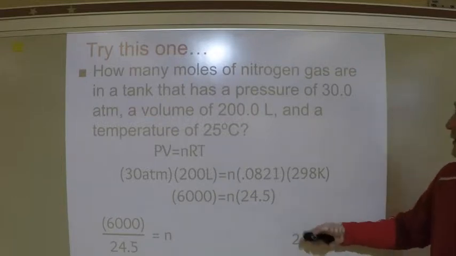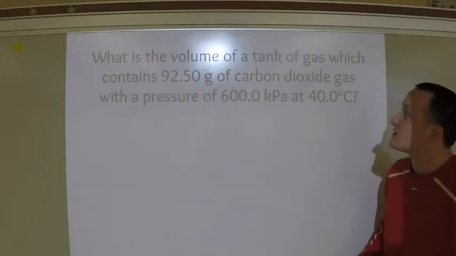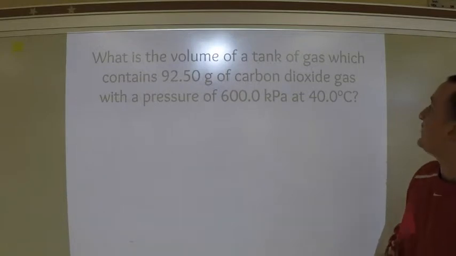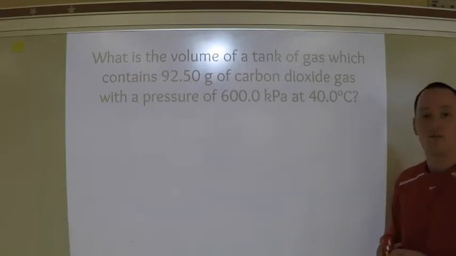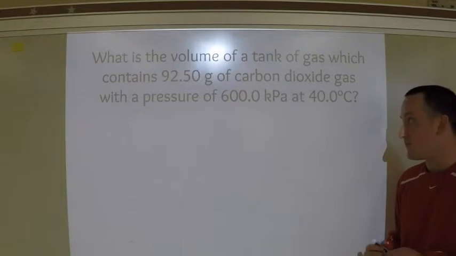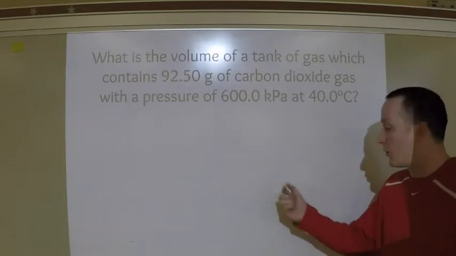So let's try another one. It says, what's the volume of a tank of gas which contains 92 grams of carbon dioxide gas with a pressure of 600 kilopascals at 40 degrees Celsius? All right, so this one is a little bit more difficult.